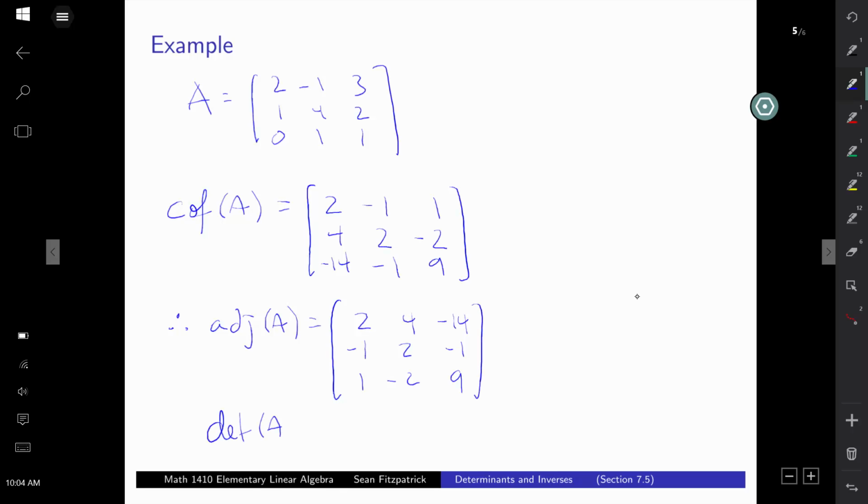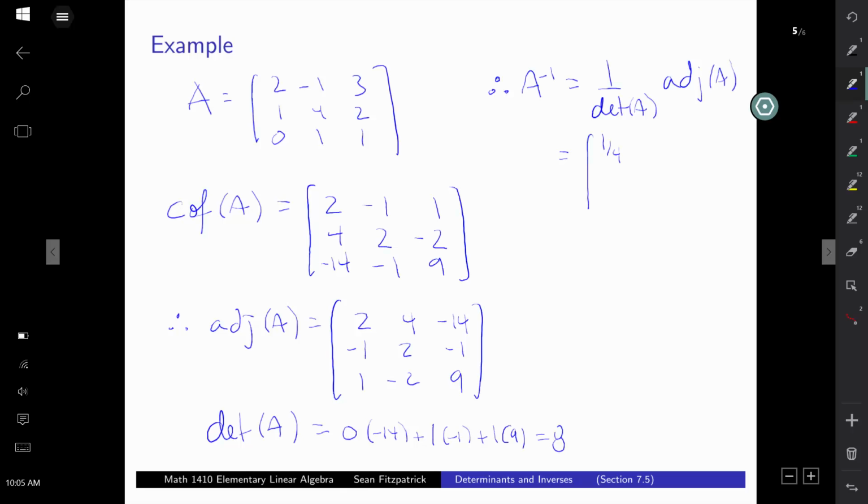The determinant of A, let's say, well, you know what, the bottom row is probably the easiest one, right? 0 times minus 14 plus 1 times minus 1 plus 1 times 9 is 8. Okay, and so that tells me that A inverse should be 1 over the determinant of A, which is a number, remember, times the adjugate. So it's 1 over 8 times this adjugate matrix. So 1/4, 1/2, minus 7 over 4; minus 1 over 8, 1 over 4, minus 1 over 8; 1 over 8, minus 1 over 4, and 9 over 8. And that should be my inverse, okay?